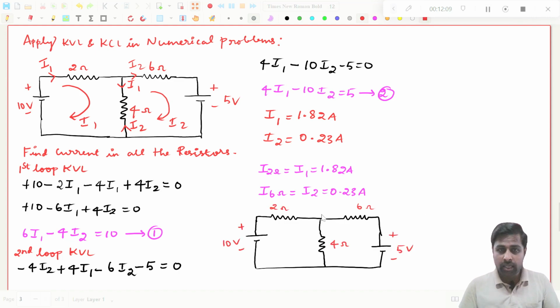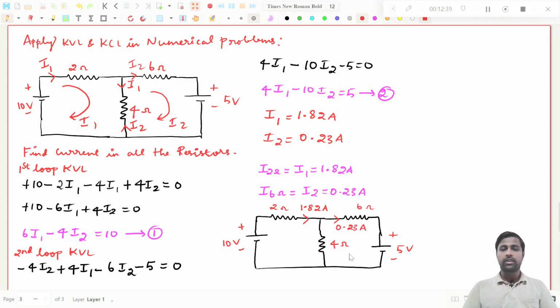Now consider the current flowing in the 2 ohm resistor. That is in the same direction as I1, so the 2 ohm resistor has a current of 1.82 amperes. And the current flowing in the 6 ohm resistor is what we have found, 0.23 amperes, right?